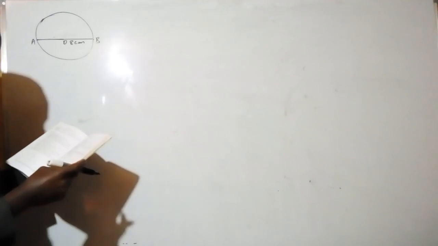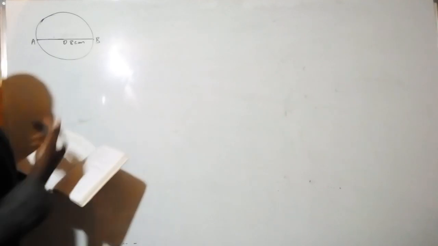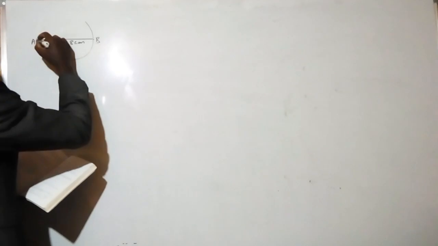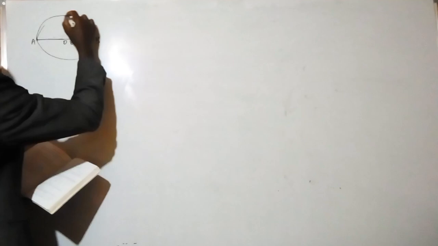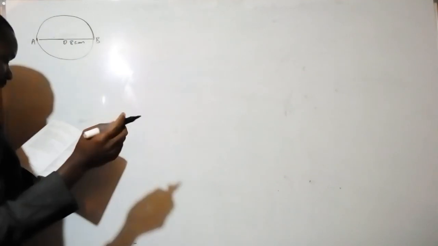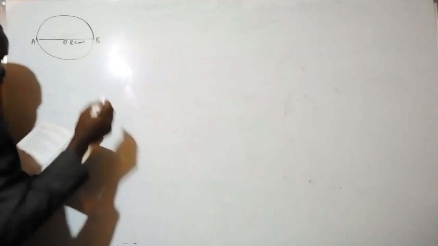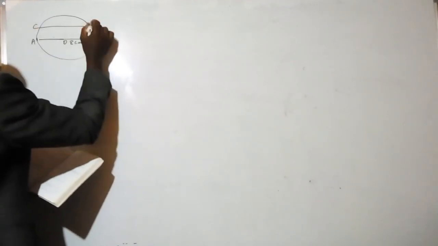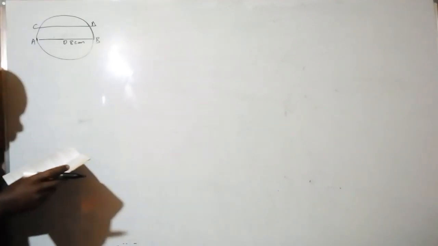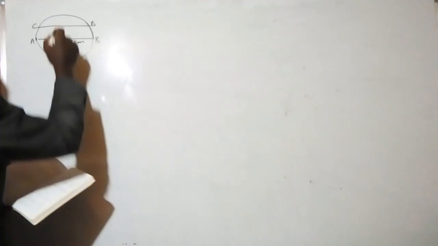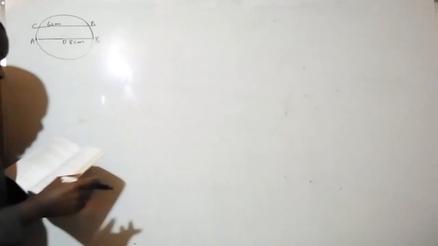A perpendicular to chord CD. Given that AB is 8 centimeters and chord CD is 6 centimeters long, calculate the distance of the chord from O.